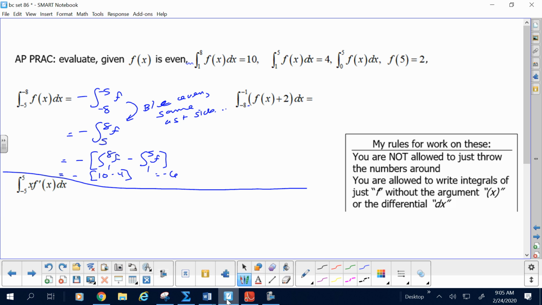So it sounds like most of you kept it together. So this is the same as the positive version of 1 to 8. And then hopefully you did 1 to 8 of f plus 2 and still integrated 1 to 8 of 2. You down? 1 to 8 of f is 10. And the antiderivative of 2 is 2x. So what did you get for an answer there? 16 minus 2, 24? Yeah. Yay.